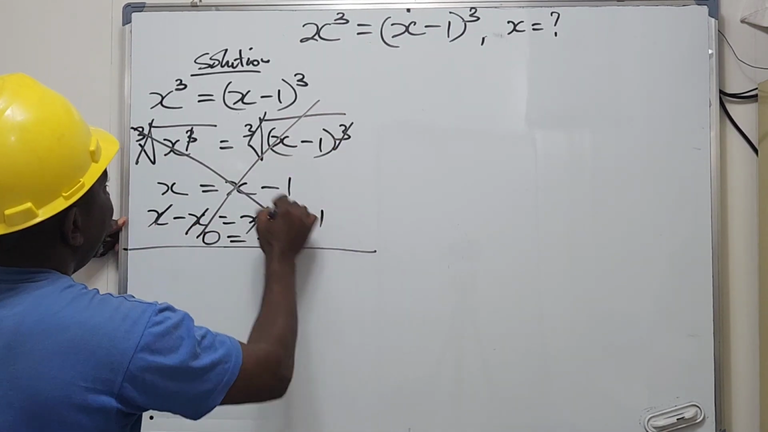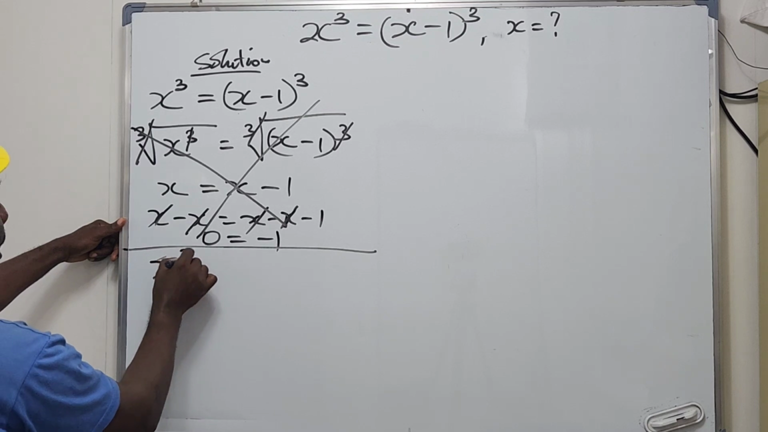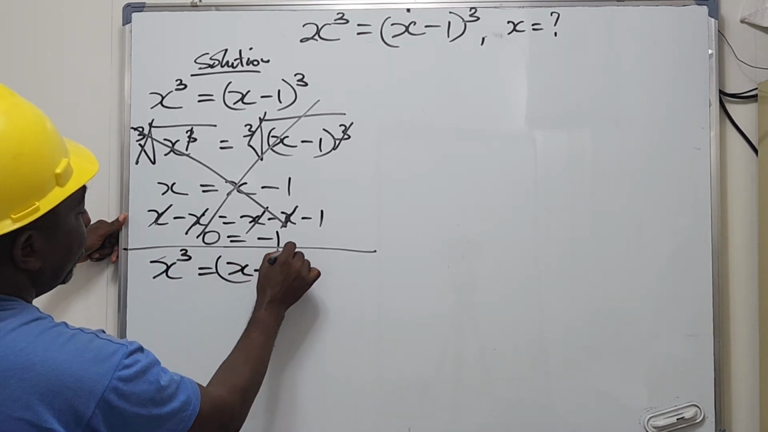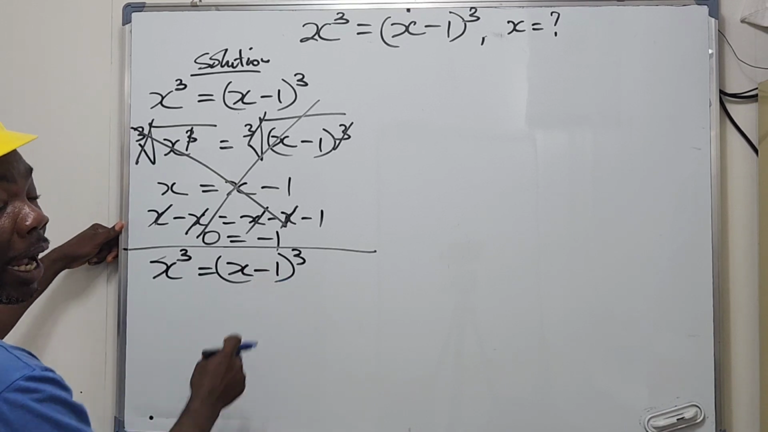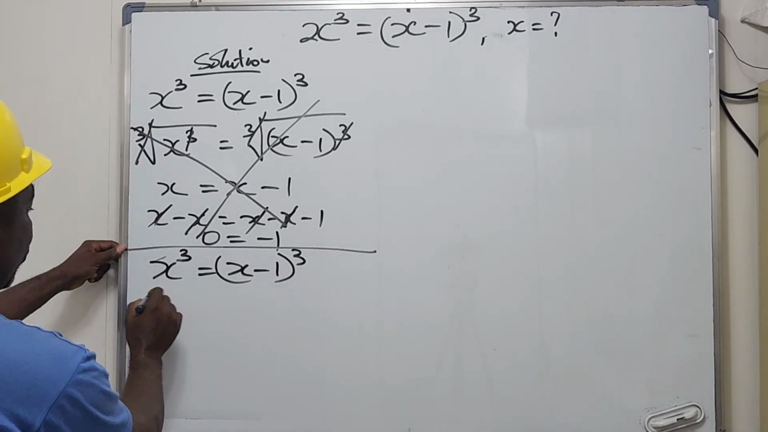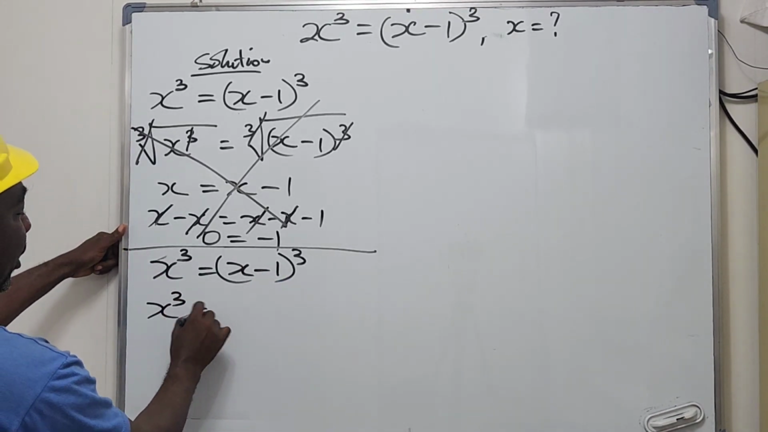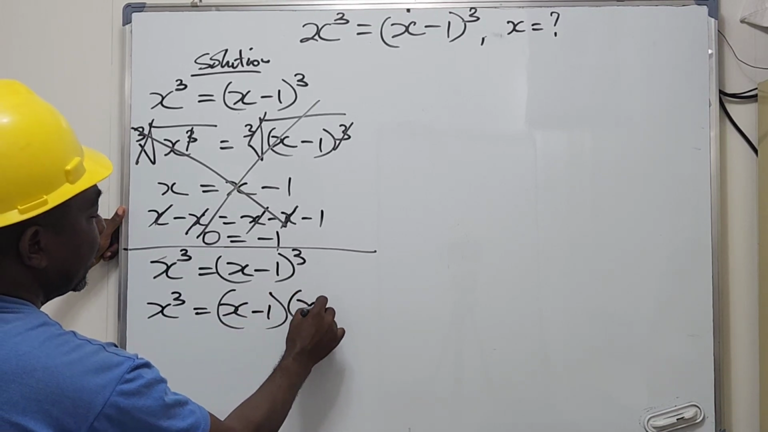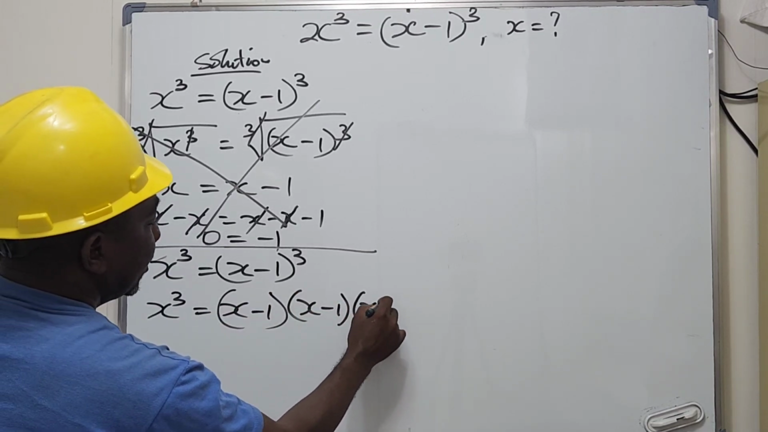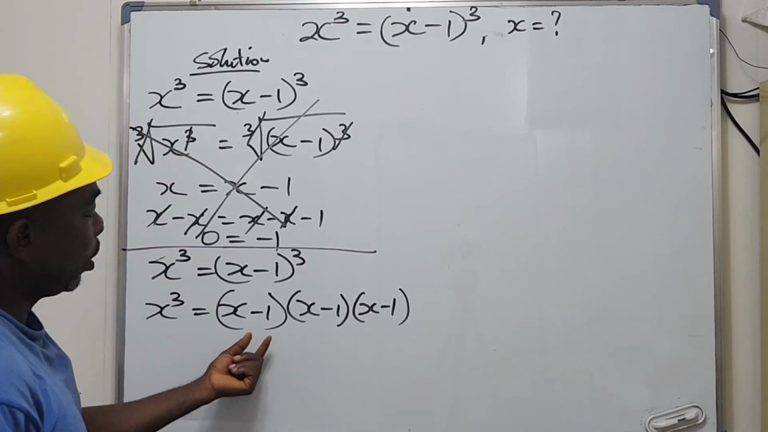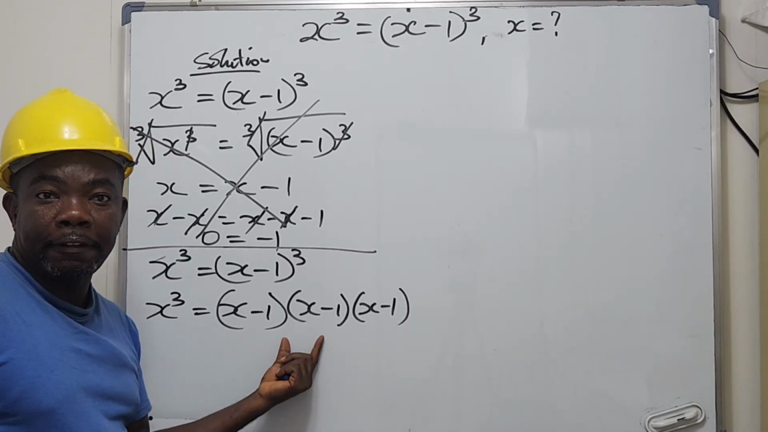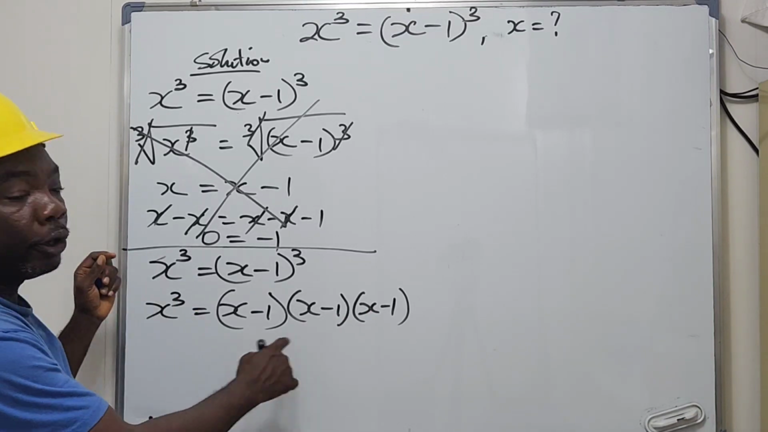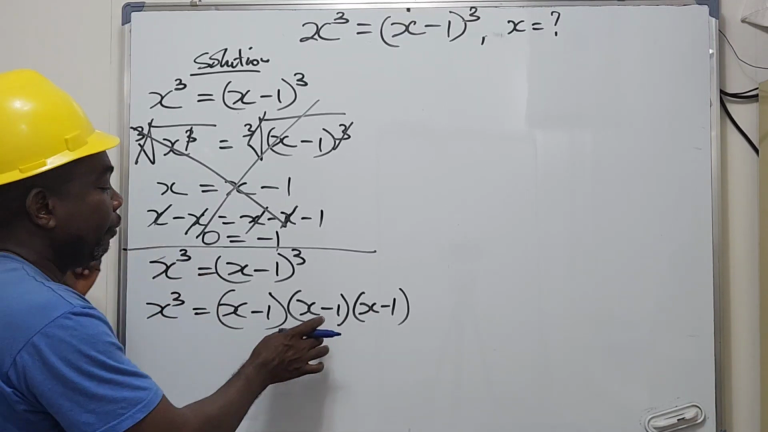So what we are going to do is, when we have x to the power of 3 equals (x minus 1) all to the power of 3, we have to expand this. So this will become x to the power of 3 equals (x minus 1) into (x minus 1) into (x minus 1). So let us expand this first. Then we use the distributive method to evaluate this, for us to have the value of x.